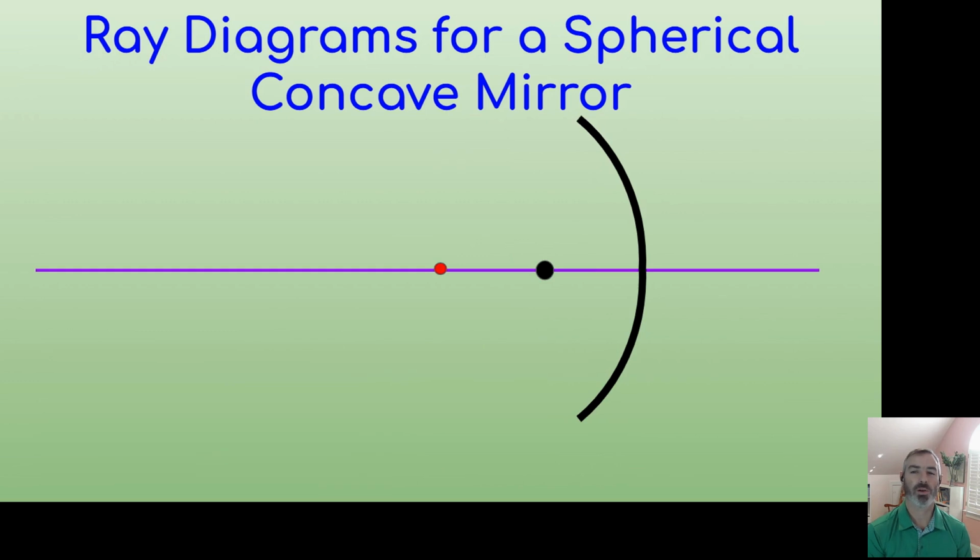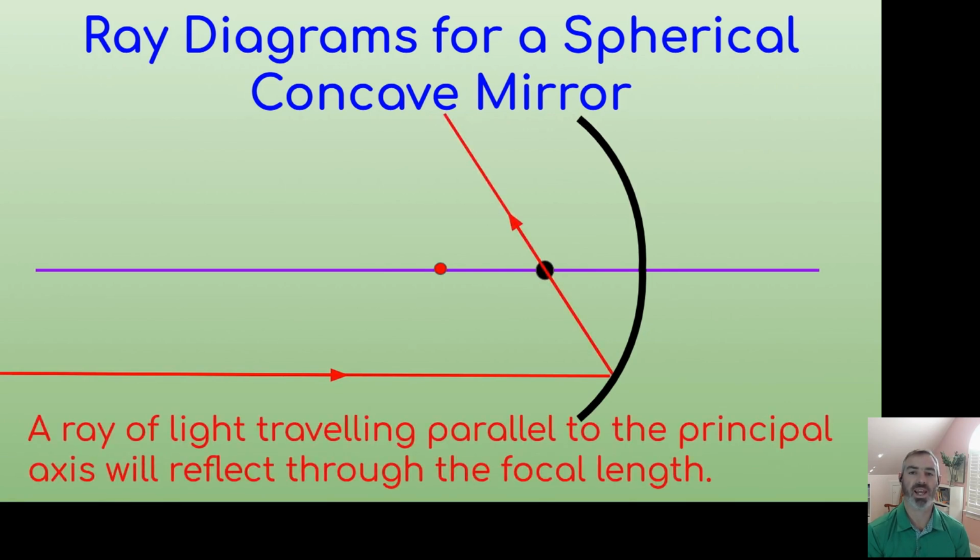We're going to talk about drawing the ray diagrams for spherical concave mirrors first, then we'll go to convex. We know that a ray of light that travels parallel to the principal axis is going to reflect through the focal point. This is the same as if we were to draw a normal line perpendicular to the mirror, where the incident angle equals the reflected angle. It's just noting that a parallel ray of light hits and reflects to the focal point. It's going to be a little bit easier than drawing the normal line each and every time.